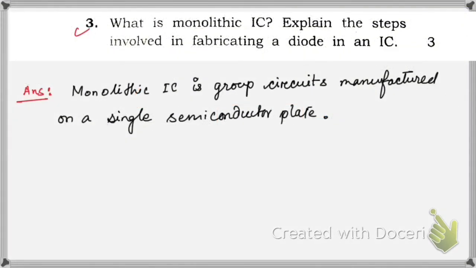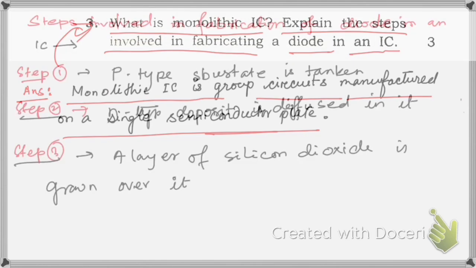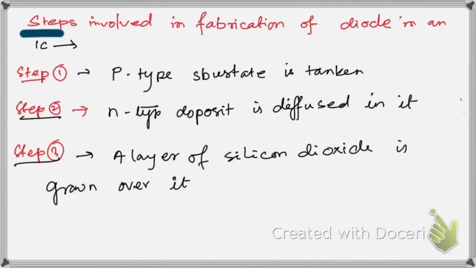So this is question number 3. What is a monolithic IC? This is nothing but a group of circuits manufactured over a single semiconductor plate, mostly a silicon plate. Okay, so that is the definition of a monolithic IC. Now let me explain the steps involved in fabricating a diode in an IC. These are the steps.